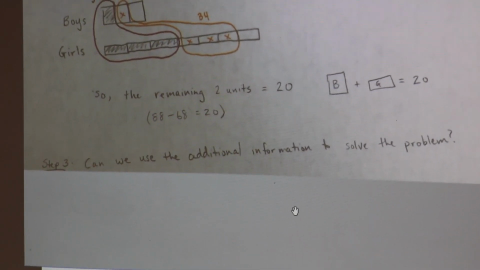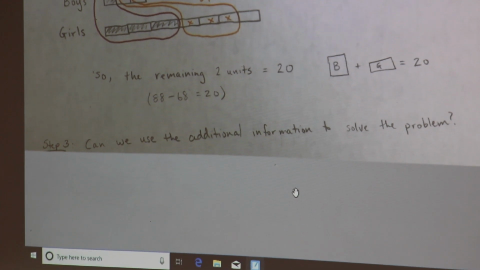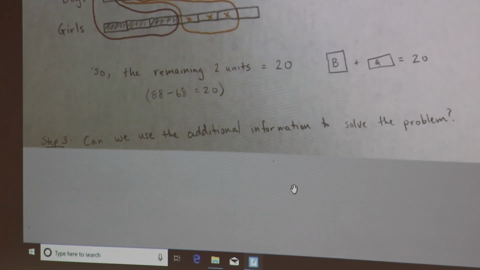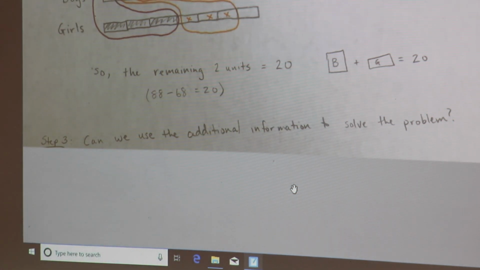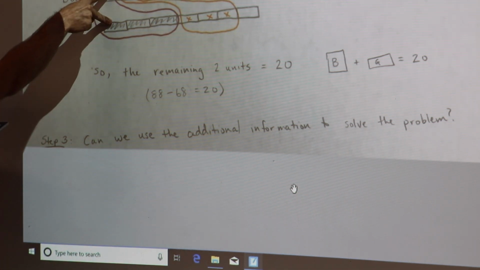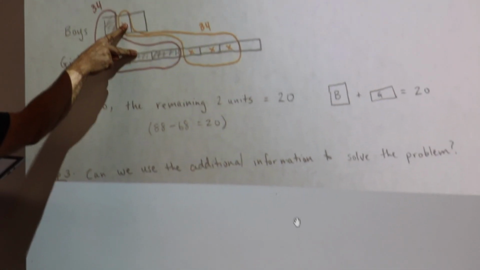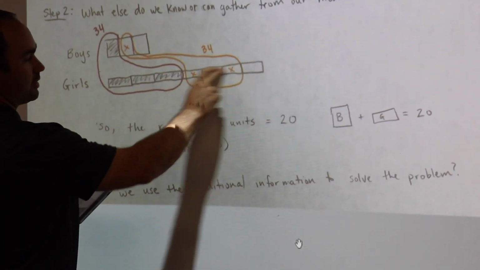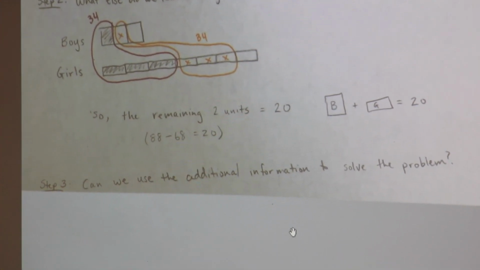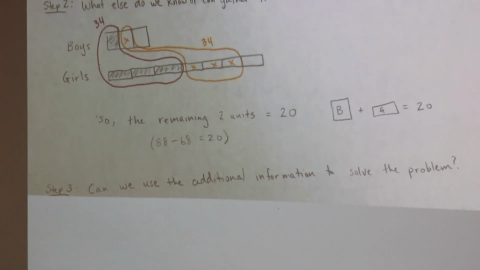So can we use the additional information to solve the problem? Okay, looking at this, now I know that 1 boy unit and 1 girl unit equals 20. I'm not sure if you guys can see where I'm going, but it's almost the same strategy. I can then say, okay, well, this is 20, this is 20, this is 20. So now I have 4 units with whatever's left over.